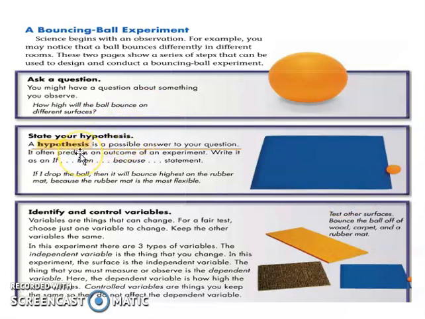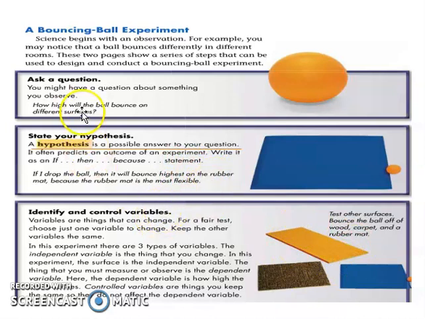Hypothesis is a wild guess to your question. It says here, hypothesis is the possible answer to your question. As I mentioned, it's a wild guess. The hypothesis here is, if I drop the ball, then it will bounce highest on the rubber mat, because the rubber mat is the most flexible among these three. That is the hypothesis they mention here.